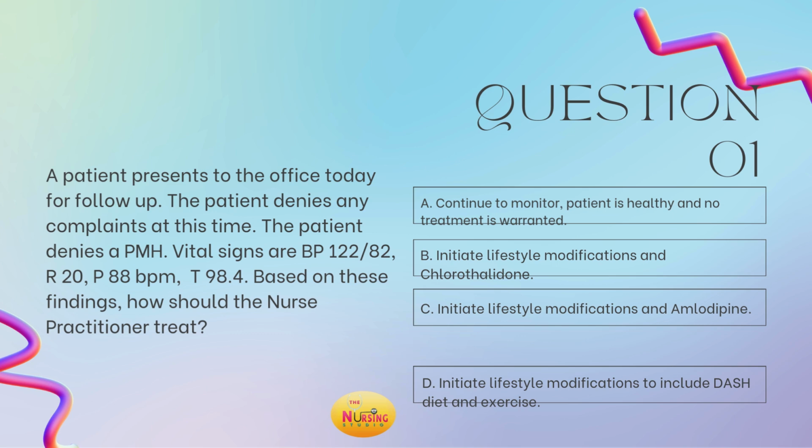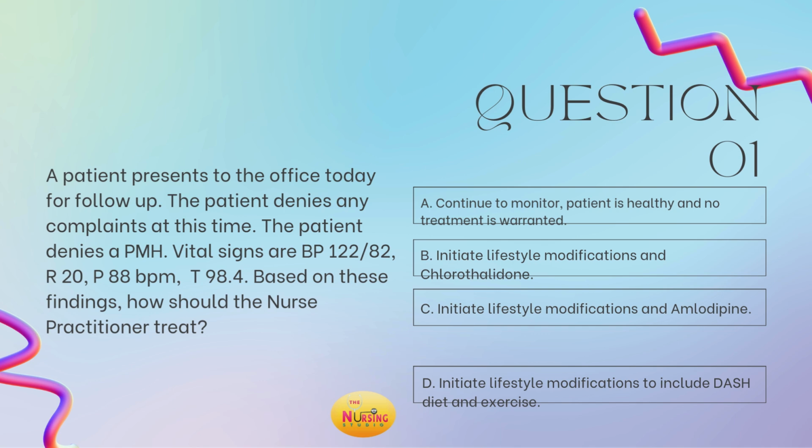Is it A, continue to monitor, the patient is healthy and no treatment is warranted? B, initiate lifestyle modifications and chlorothalidone? C, initiate lifestyle modifications and amlodipine? Or D, initiate lifestyle modifications to include the DASH diet and exercise? Take a moment and tell me what you got in the comments, y'all.